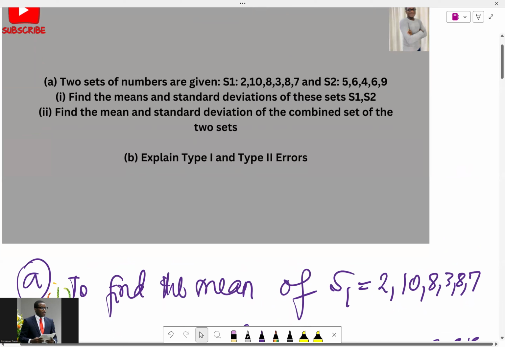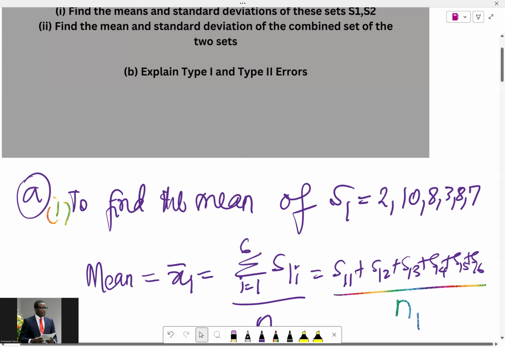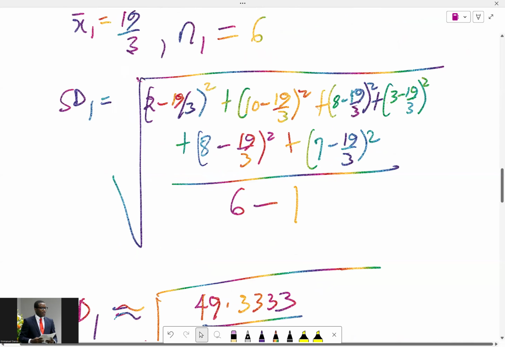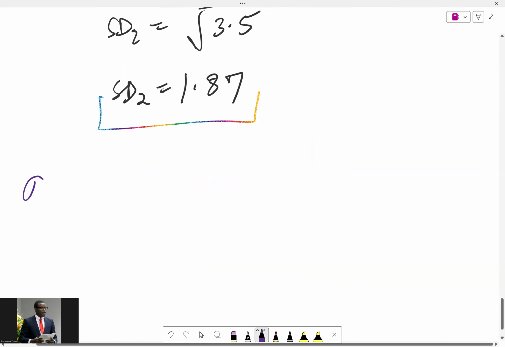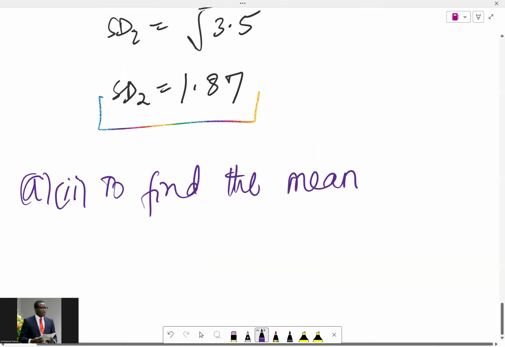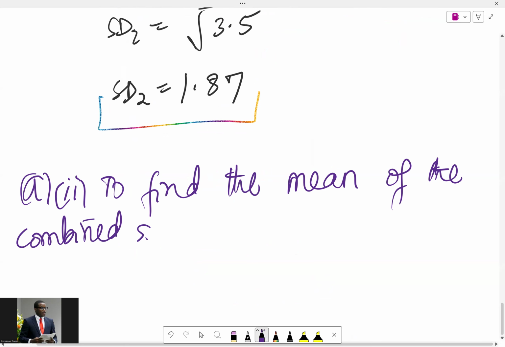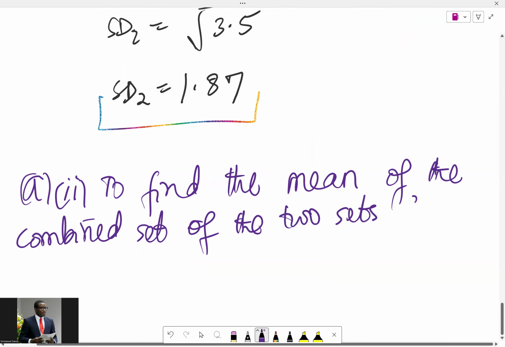The Roman figure 2 part is to find the mean and standard deviation of the combined set of the two sets. So that is A2 now. A2 says to find the mean. Let's start with the mean first: to find the mean of the combined set of the two sets S1, S2. That's what we want to do next.